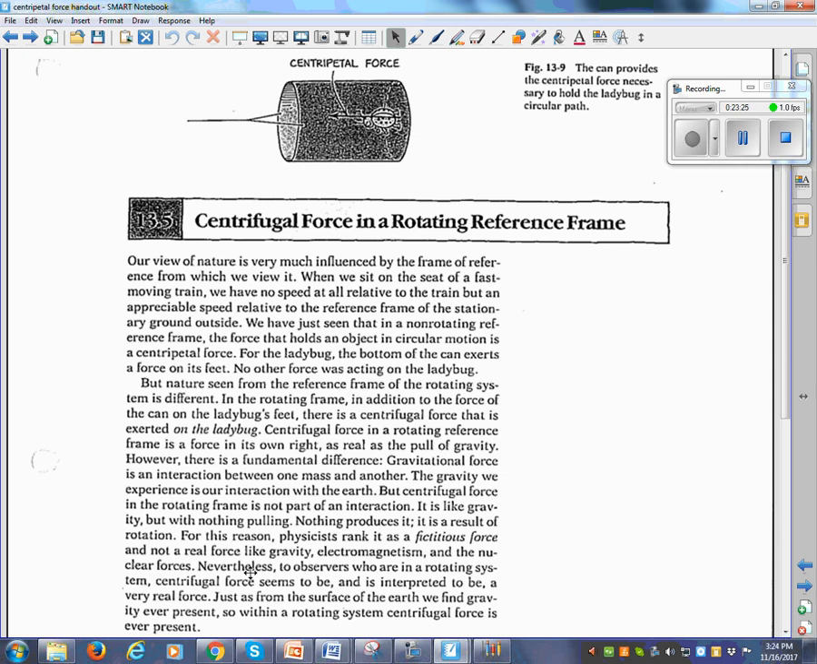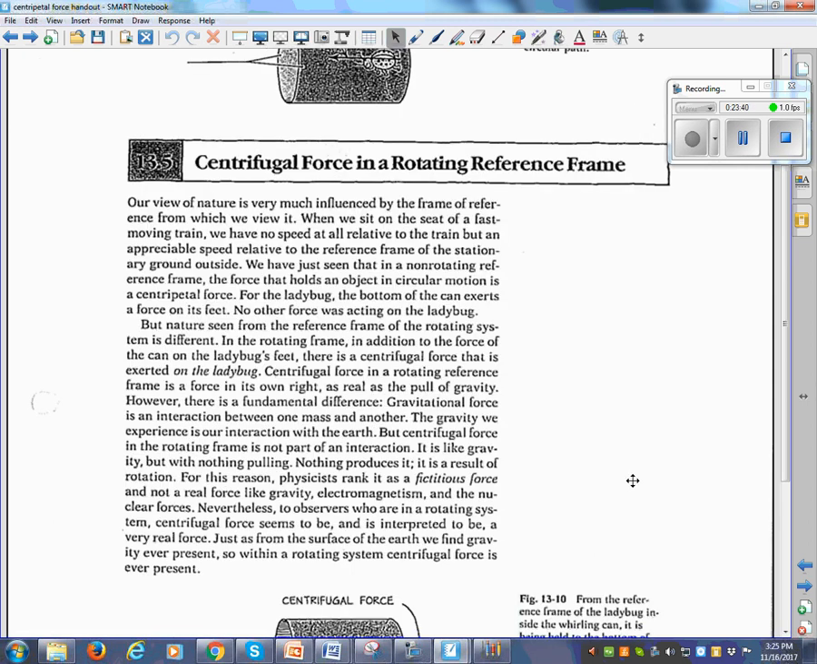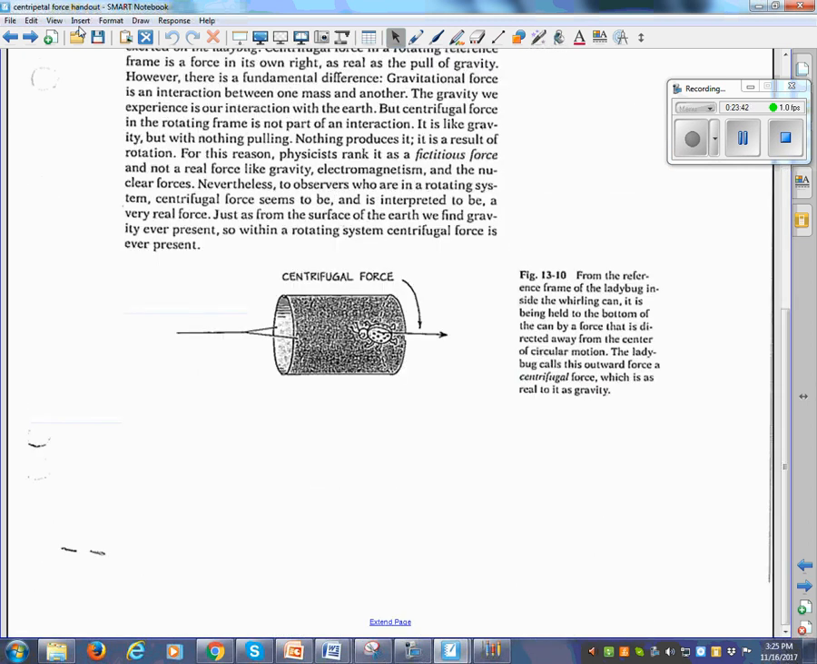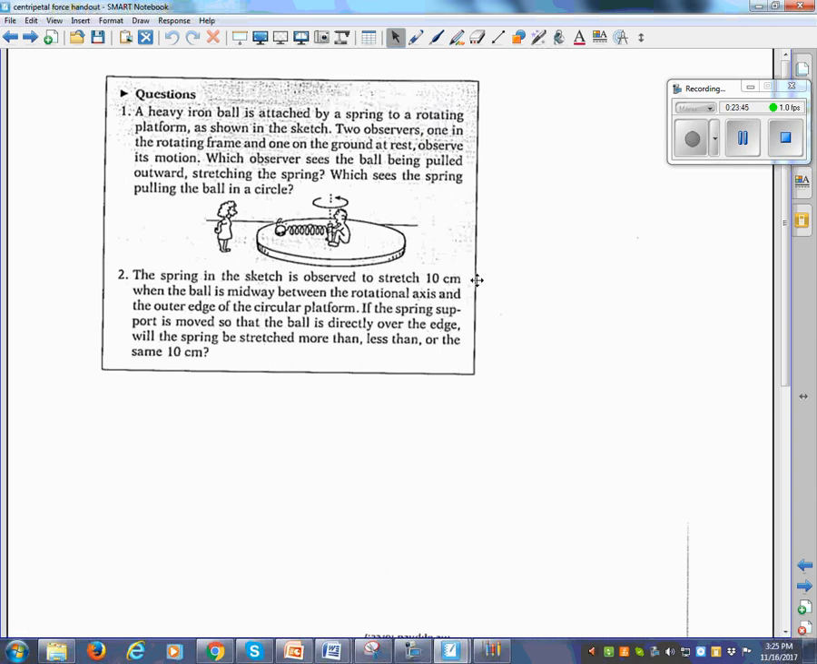Nevertheless, to observers who are in a rotating system, centrifugal force seems to be, and is interpreted to be, a very real force. Just as from the surface of the Earth we find gravity ever present, so within a rotating system, centrifugal force is also ever present. Now that's a lot to digest, and normally I spend much more time on that.